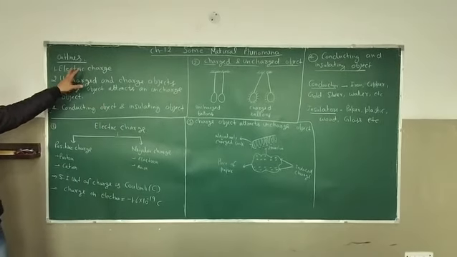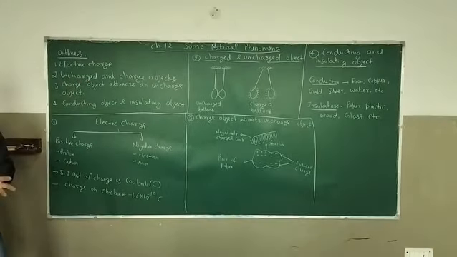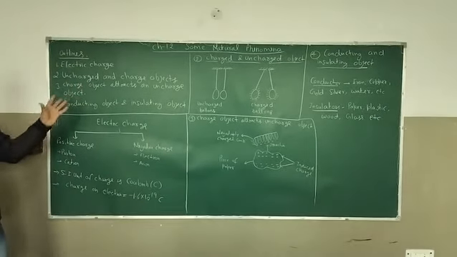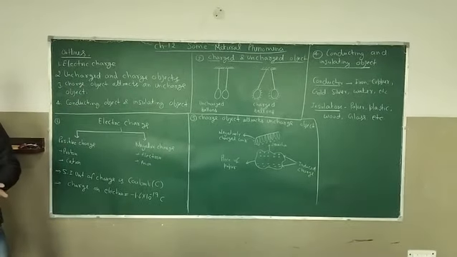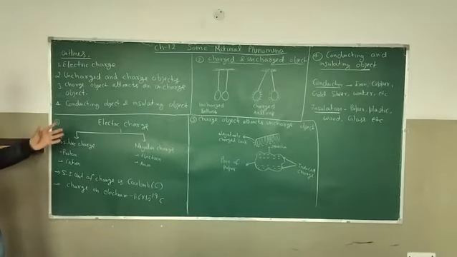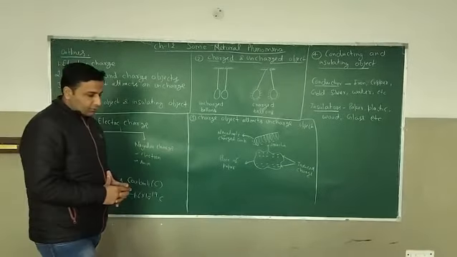Point number 1, electric charge. Point number 2, charged and uncharged object. Point number 3, charged object attracts other uncharged object. And point number 4, conducting object and insulating object.